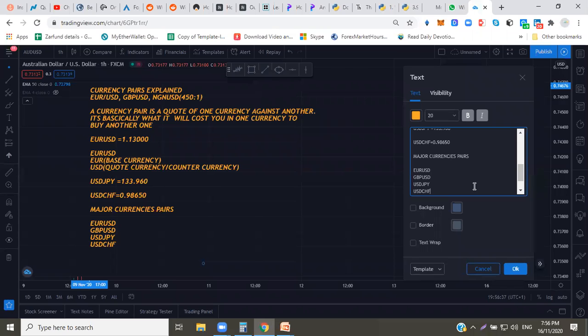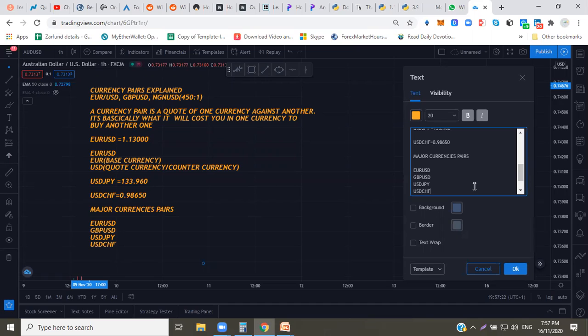Euro USD, GBP USD, USD JPY, USD CHF. These are the pairs that have the most use, the most value in the world, which means they have the most volume. We talked about volume the other day. So these are the currency pairs that have the most volume in the world. Euro USD, GBP USD, USD JPY, USD CHF. Do you see anything common among all of them? USD. Okay, the USD is a common thing.